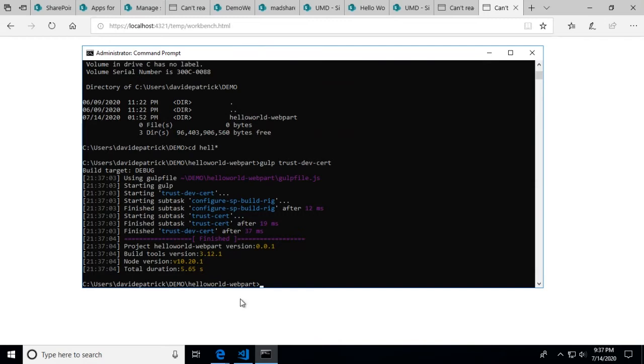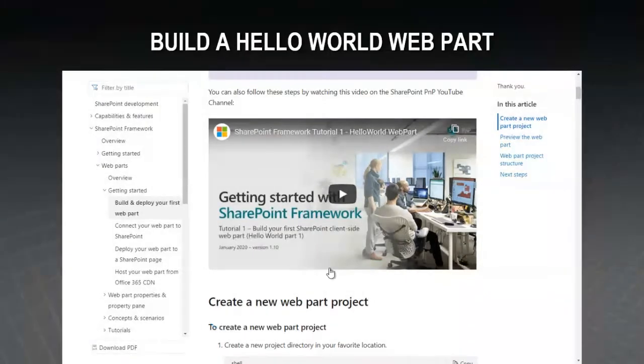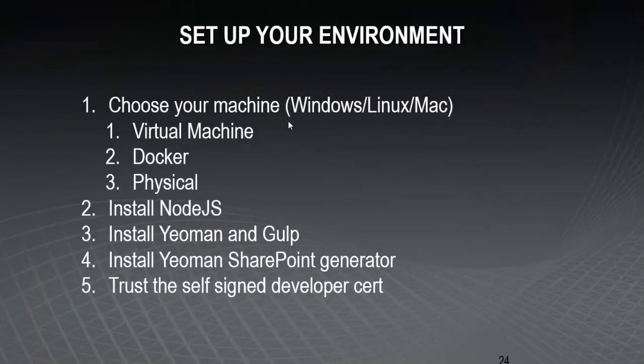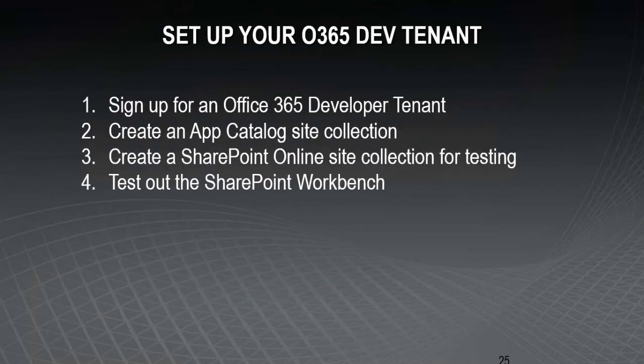Let's get back to our slides. So we've got our virtual machine. We've installed all of our tools. We've trusted the self-signed developer cert. Now we have to sign up for Office 365, create that app catalog, create the online site, and test out the SharePoint workbench. So let's do that.